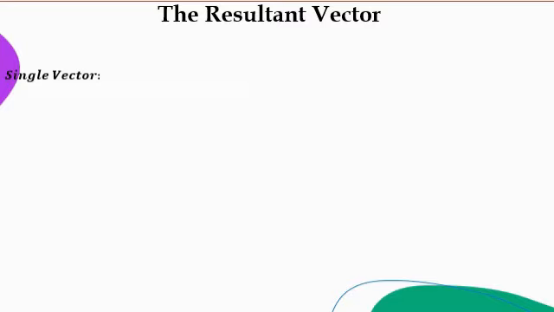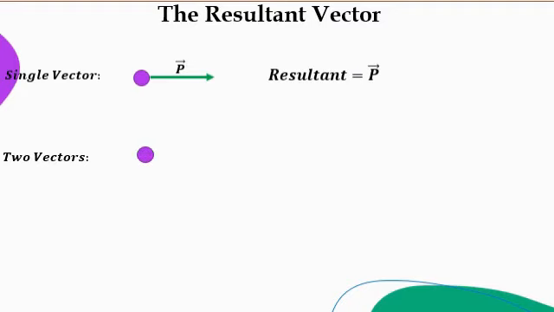Let's quickly have a rundown of some of the cases. If you have a single vector acting at a point, let's assume this is the single vector, vector P, the resultant vector in this case is going to be equivalent to vector P. So where you have a single vector acting, the resultant is going to be equal to that vector. Then you can have 2 vectors acting. You have our point of action, the first vector acting towards the right in this manner, vector P, and then you have vector Q acting in the same direction.